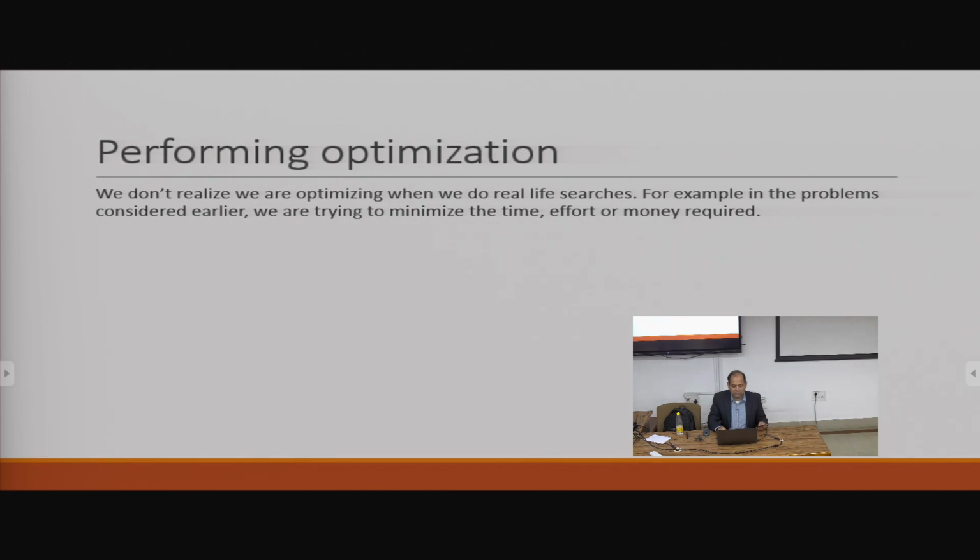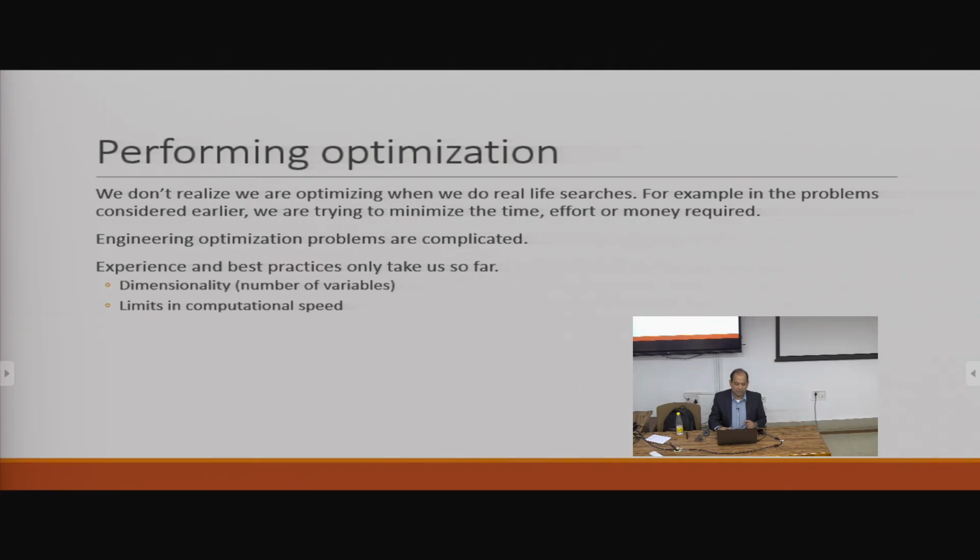We don't realize we're optimizing when we do real life searches, but we are optimizing, trying to minimize time, effort, or money required. Engineering optimizations are a little bit more complicated, it goes without saying, right? And experience and best practices only take us so far. One of the biggest challenges in using intuition or common sense or basic analysis in solving engineering problems is dimensionality, right? Often engineering problems involve dozens or hundreds of dimensions, and these are not spatial dimensions. These are different variables that you can control simultaneously.